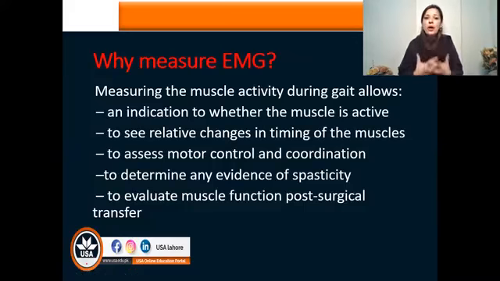Now let's discuss why we measure electromyography, or the electromyogram. Actually, we measure muscle activity during different situations. Even when I talk about gait, it gives us an indication of which muscles are going to be activated, to see the relative change in the timing of the muscle, to assess motor control and coordination, to determine any evidence of spasticity, and to evaluate muscle function and post-surgical transfer or management.